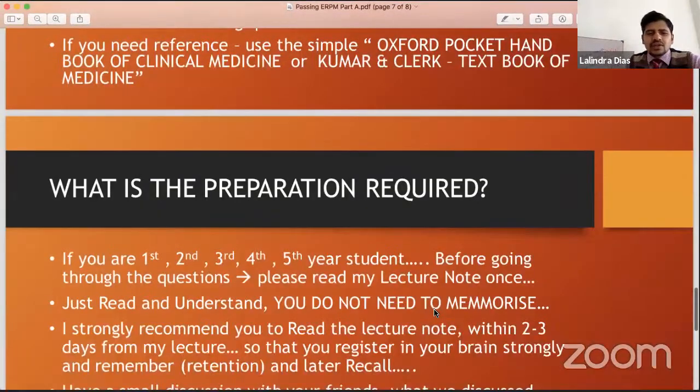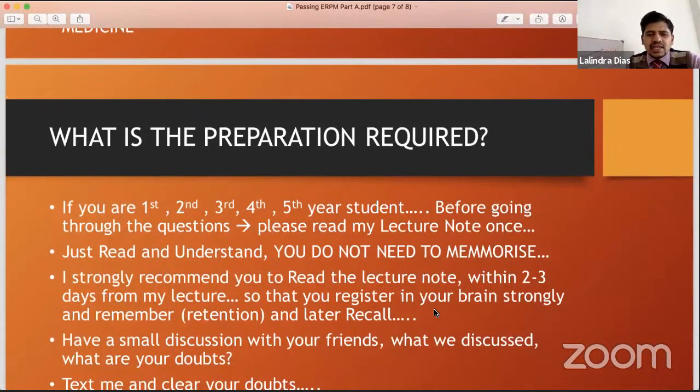So what is the preparation required, guys? If you are first year, second year, third year, fourth year, fifth year, before going through it for the juniors, because the graduated ones sitting for the exam in September can't do this again. They have done it because they were prepared for the exam since last December. So what you could do is first read my lecture notes. You just go through them. I'm not asking you to learn by heart and memorize things. Just read.